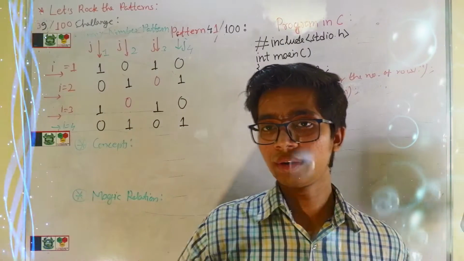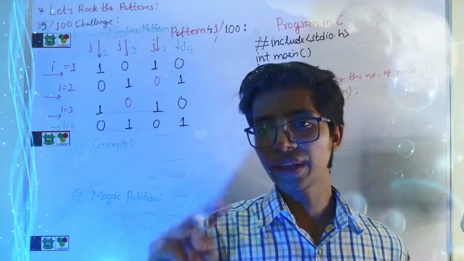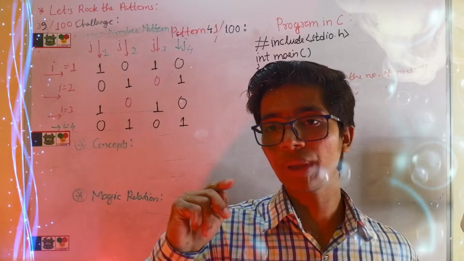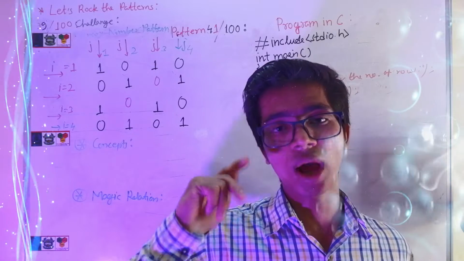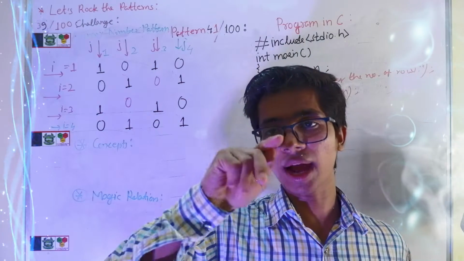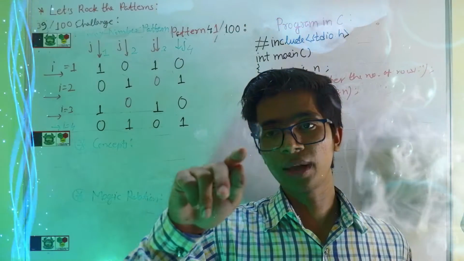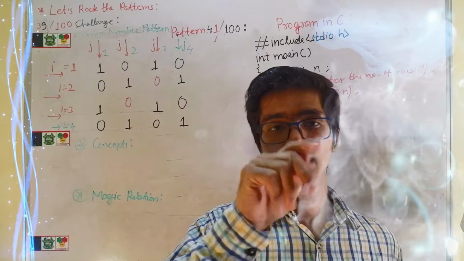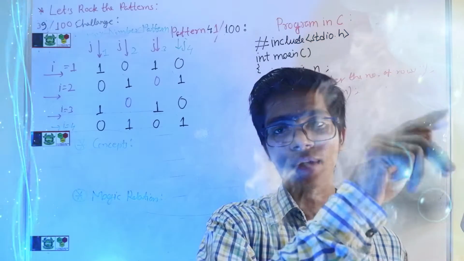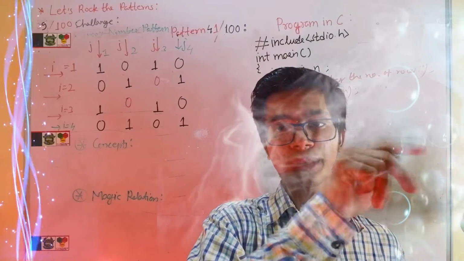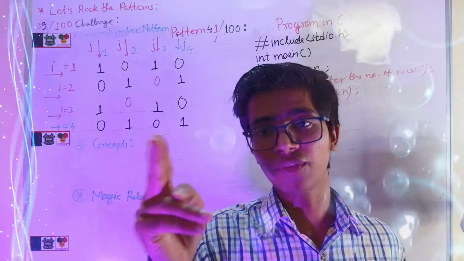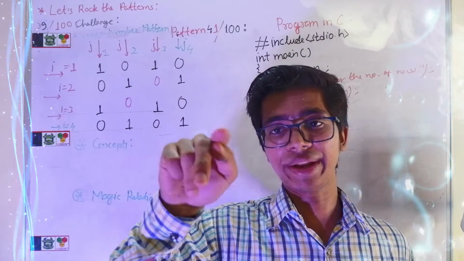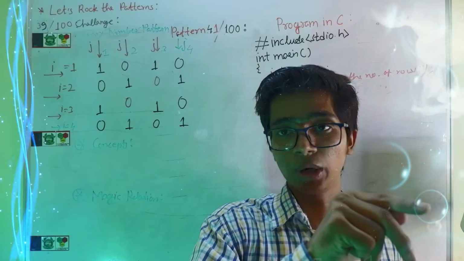Get the point. You need to keep two things in mind. First, to iterate over the rows, we use one i for loop. Inside that i for loop, to iterate over the columns, we use another j for loop, and from there we use printf new line to bring the cursor to the line below.